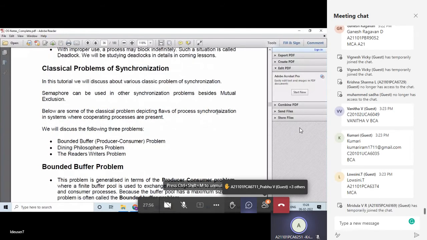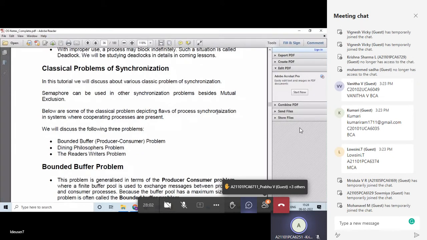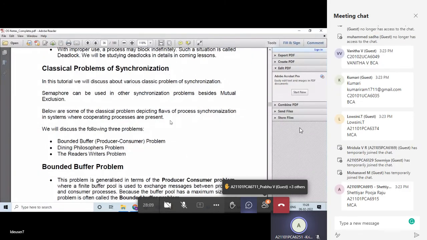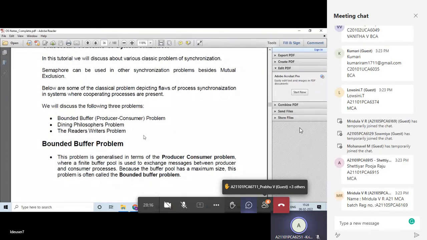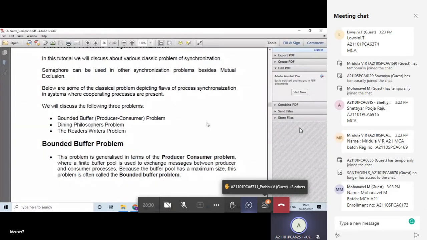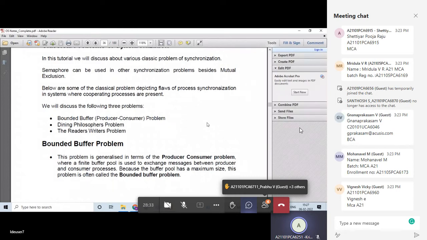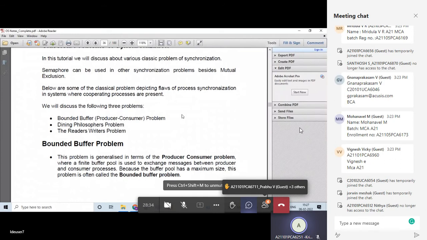Then the classical problems of synchronization. This is a very important question, so kindly listen. We will discuss the following three problems under the classical problems of synchronization. The first one is the bounded buffer problem, which is the producer-consumer problem, then the dining philosophers problem, and the readers-writers problem. In your question paper, they may ask all three as the classical problems of synchronization, or in a 5 marks question they may ask only one problem. So this is a very important question.